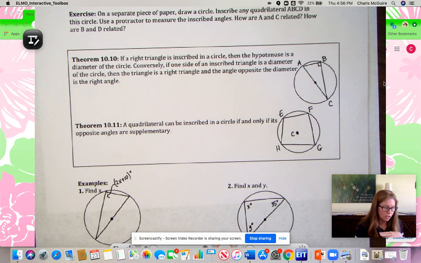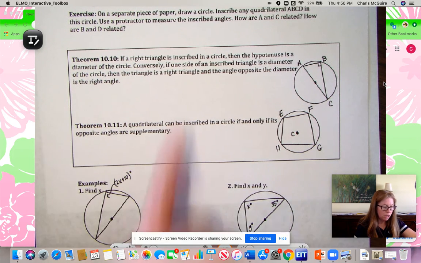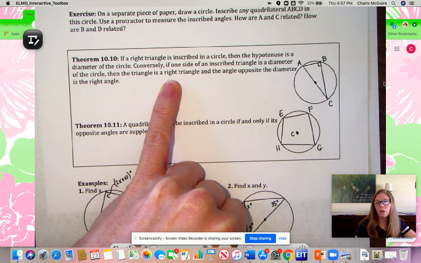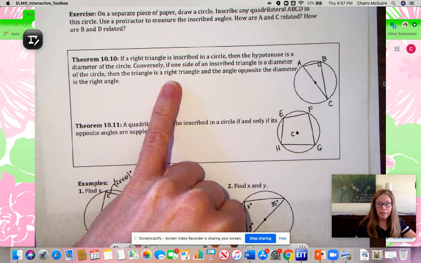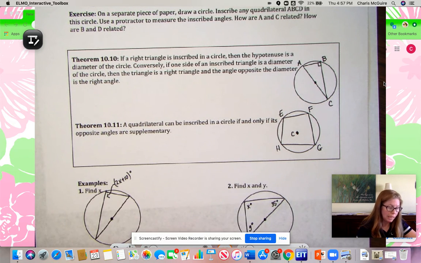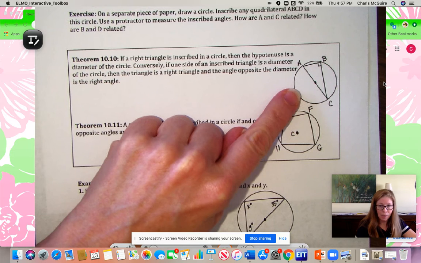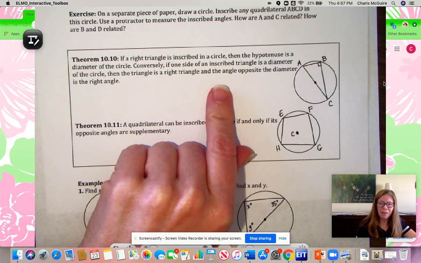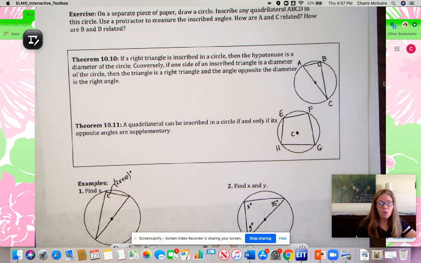And I really don't even think that you need this, right? Because the diameter is always going to be the hypotenuse of your right triangle. And it intercepts 180 degrees, so your inscribed angle will always be 90. Like we already saw that happening. So to me, that's kind of like, why is it not a postulate? I don't know why it's a theorem.